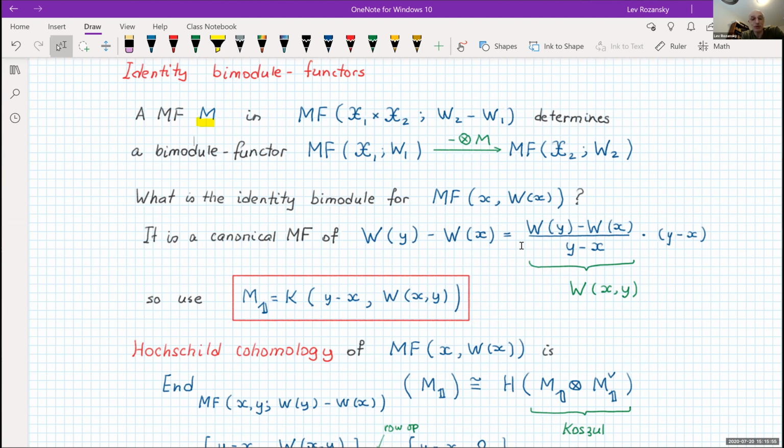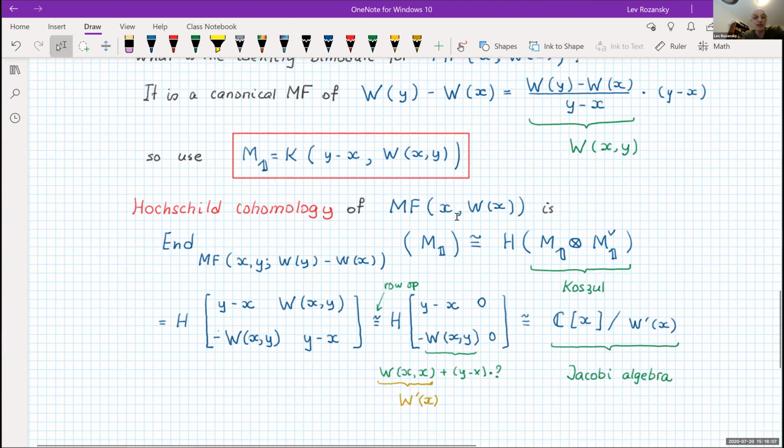Then you can immediately compute Hochschild homology, cohomology of the category of matrix factorizations, let's say of one variable, as the space of endomorphisms of the identity functor. So in other words, in the category of matrix factorizations depending on x and y, you take the tensor product of this identity one with its dual and take homology. Same as taking Hom from M identity to M identity, you just tensor it with the dual. So you get a Koszul matrix factorization here.